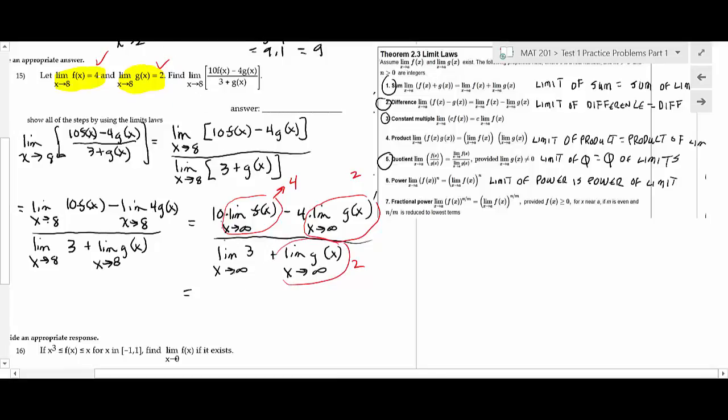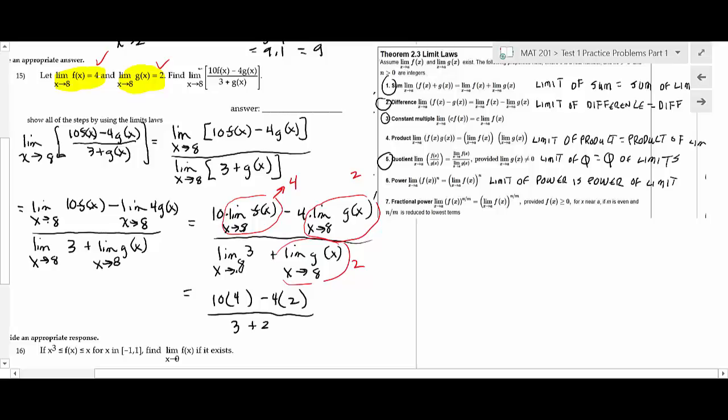Now your final answer, you're going to write 10 times, the value of that limit is 4, minus 4, the value of that limit is 2, and then we know the limit of a constant is just the constant, so that's 3. And there I go writing it wrong. Okay, so that's the limit of 8, like that. I have to turn my head sideways sometimes when I use this tablet. So anyway, that's supposed to be limit of 8. Okay, so we got 3 plus 2 like that.